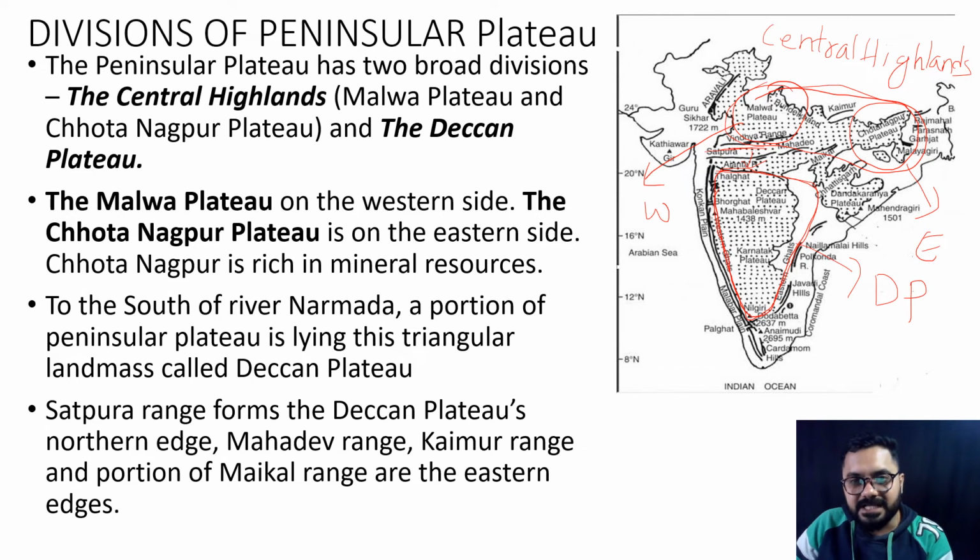The Satpura range, as we have located already, forms the northern part. This is the Deccan Plateau, and to the north of the Deccan Plateau we have the Satpura range. Looking at the eastern part here, to the east we have the Kaimur range, and here you can see the Maikal range and the Mahadev range. These are all on the eastern side edges of the Peninsular Plateau.